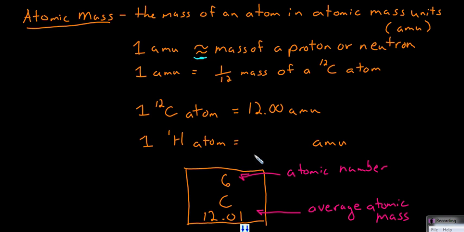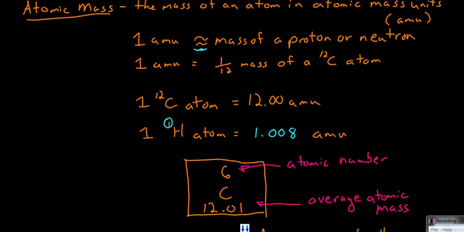Would that be 1.00 atomic mass units? No. You can't just shuttle this number over exactly. Oftentimes there's slight variations in the atomic mass. And so actually the atomic mass of a hydrogen-1 atom is 1.008 atomic mass units.